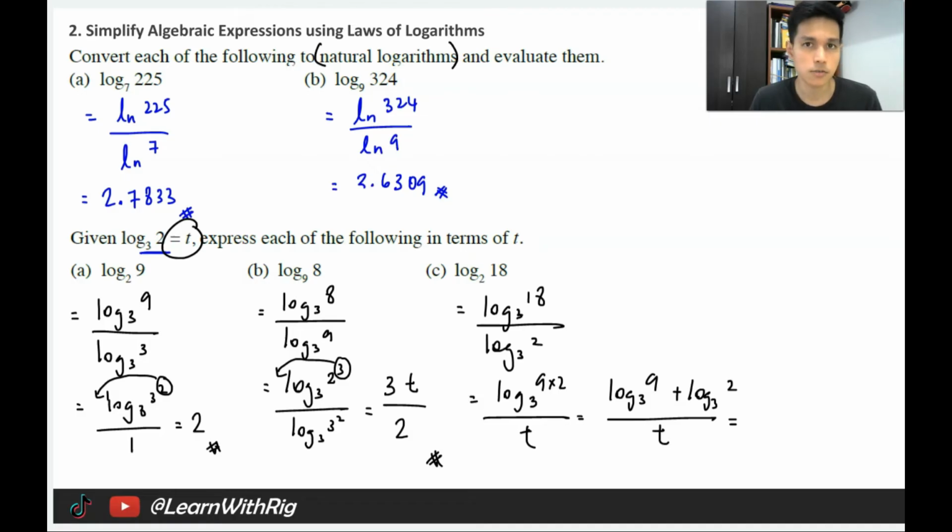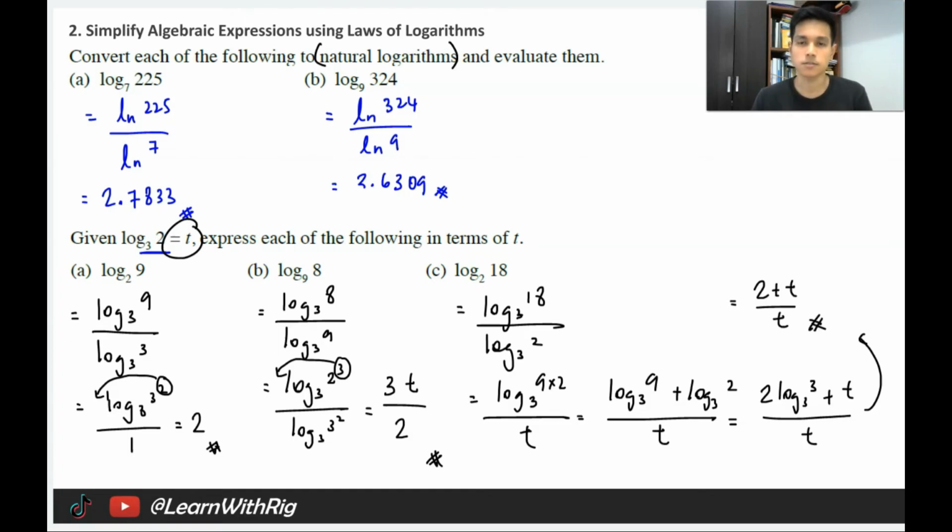So 9 is actually equal to what? 3 squared, correct? So I can write like this: 2 log 3 base 3 plus log, plus t, right, over t. So your final answer, let me write up here. Final answer should be 2 plus t over t. This is your answer. Alright.